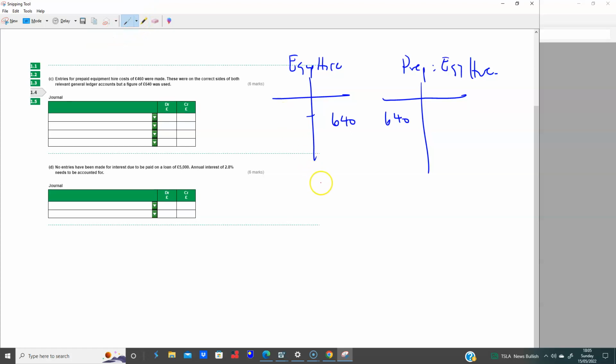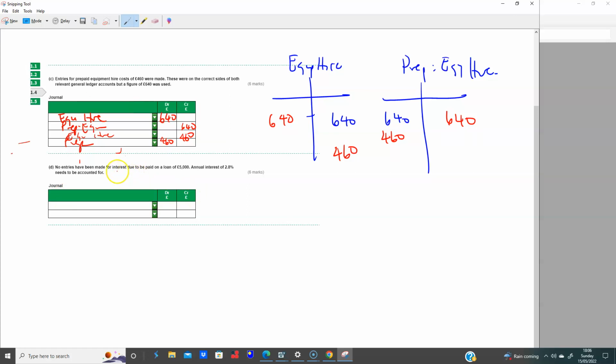So let's go to a red pen. Really, what you should have done was 460. Because they've given you four gaps, what you need to do is reverse this. So your reversals will be 640, 640. You will debit equipment hire 640 and credit prepayments, equipment hire, 640. That's the first thing you're going to do. And then let's do it properly now. There's a prepayment, and that prepayment should be for 460. So now we can do equipment hire 460 and the prepayment 460. Right, and that's the point over there.